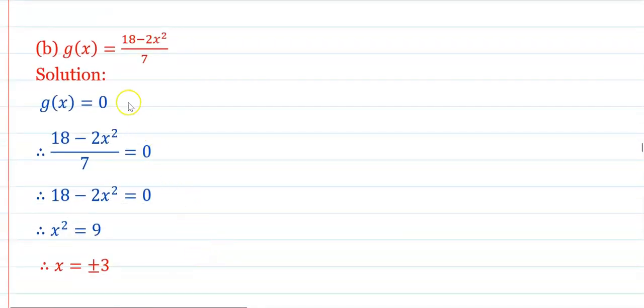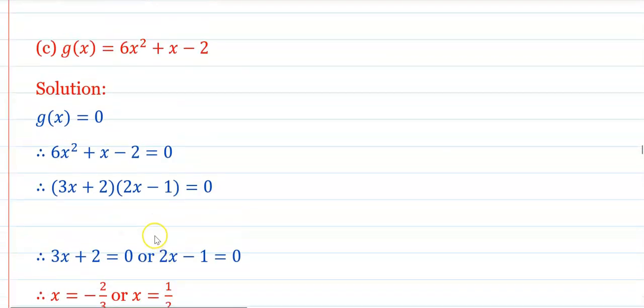Okay, now the next. g of x is equals to 18 minus 2x square upon 7. g of x is equals to 0. 18 minus 2x square upon 7 is equals to 0. And therefore 18 minus 2x square, हा 7 इथे divided इकडे गेल्यानंतर multiplication 0 into 7 is 0. Therefore 18 minus 2x square is equals to 0. x square is equals to, again 18 upon 2 means what, x square is equals to 9. Therefore x is equals to plus or minus 3. If you take the square root जर घेतलं तर तुम्हाला plus or minus 3 मिळेल.